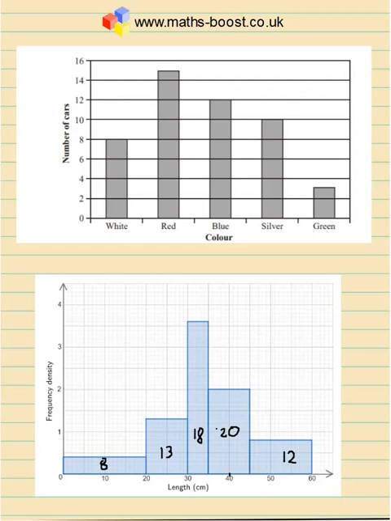I could even ask you, how many pieces of string were there between 40 and 50 centimetres? And so we'd work out the area of these two rectangles and combine them. And we find there were 14. Our estimate is there are 14 pieces of string between 40 and 50 centimetres.